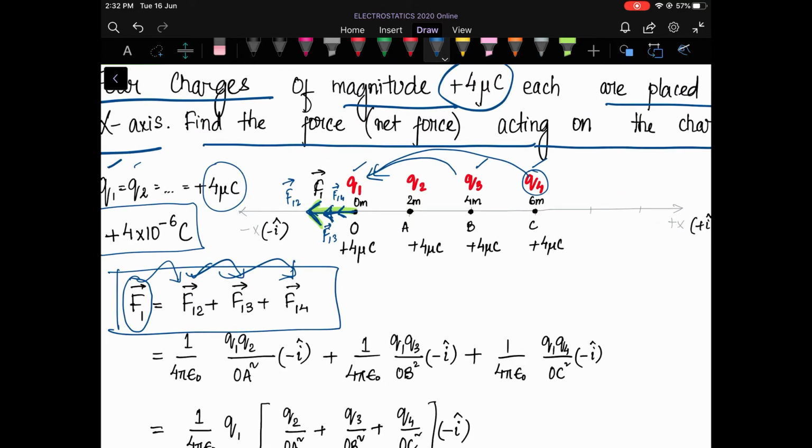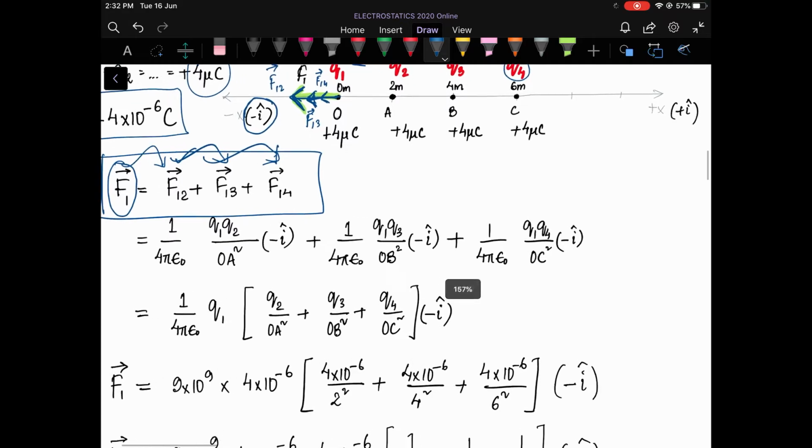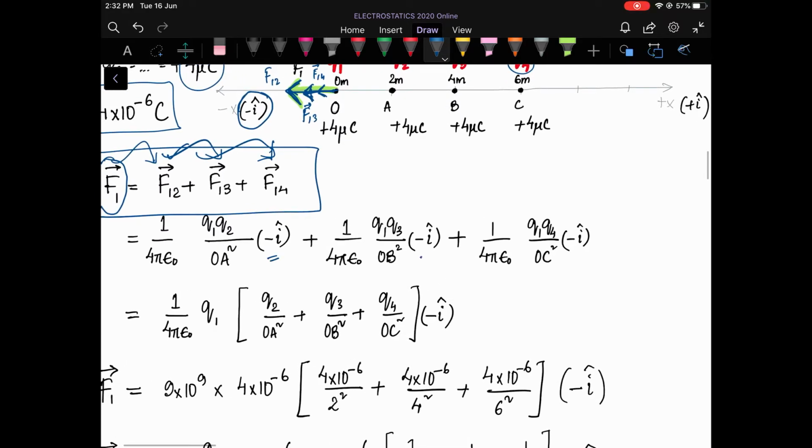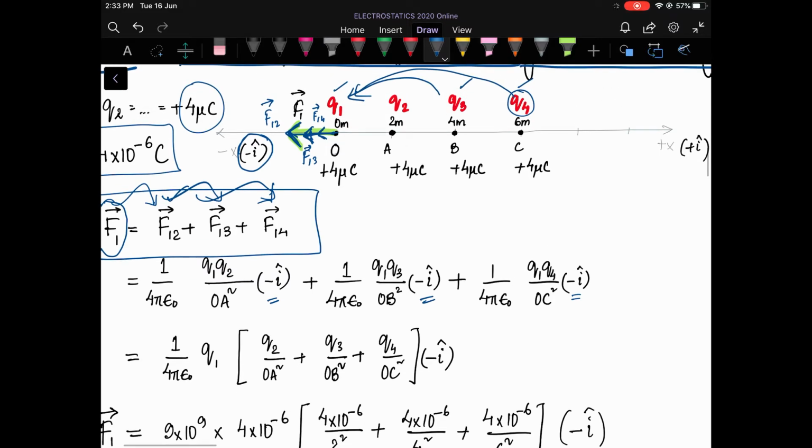If you look at this diagram, all these three forces that we have talked about just now all have the direction of negative i cap. Hence, when we expand this formula, we have written minus i as the direction of all those forces. Then, the force on the first due to the second has been written as Q1 Q2 by the distance between the first and the second, which is OA. The distance between the first and the third is written as OB, and the distance between the first and the fourth is written as OC.